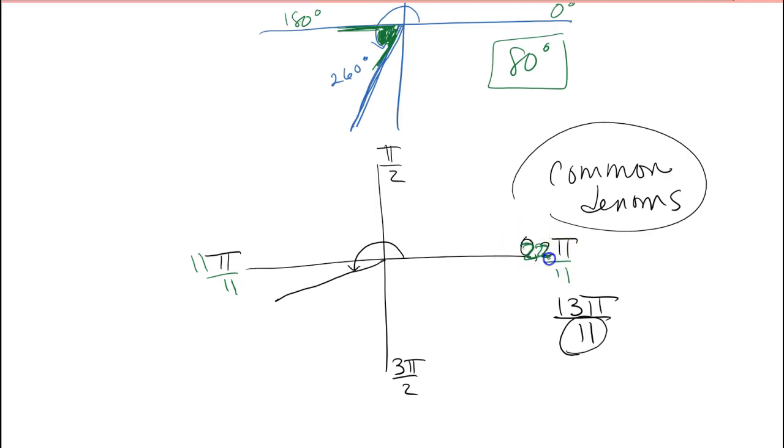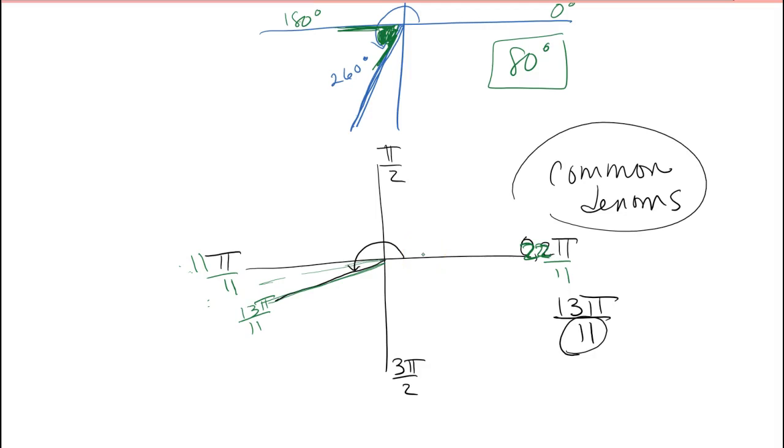22 pi. So just by changing those two, even though we haven't changed the other two yet, 13 pi over 11 should be just a little bit past this one, because this is like 11 pi over 11, so that might be 12 pi over 11, so that would be 13 pi over 11, okay? So that's one way of doing this.